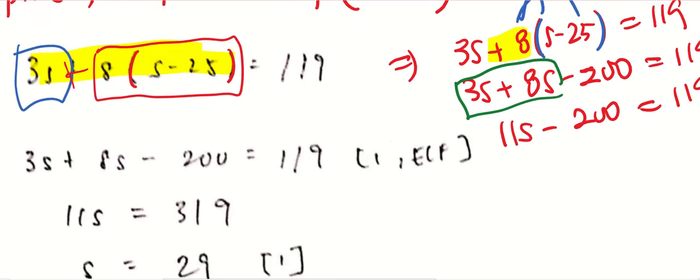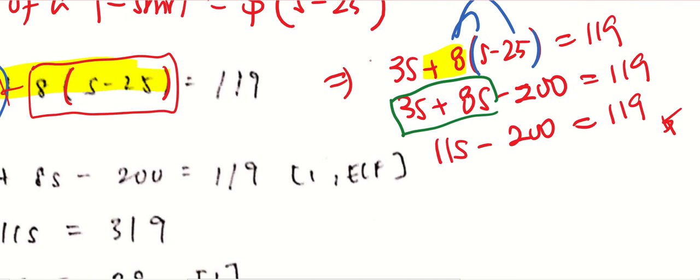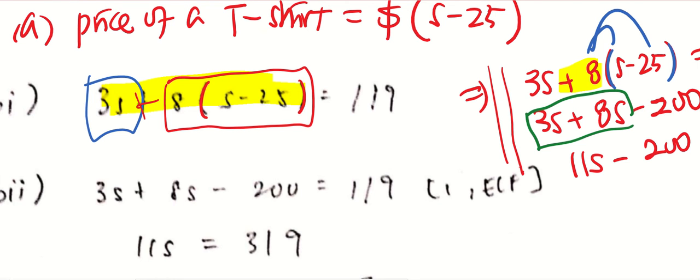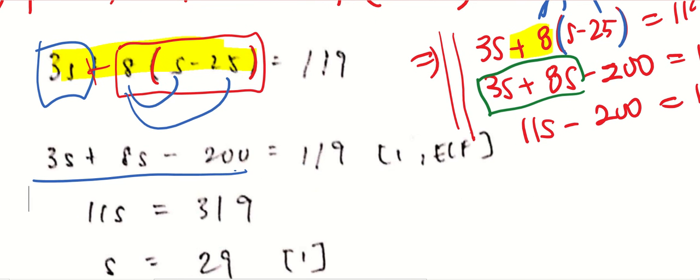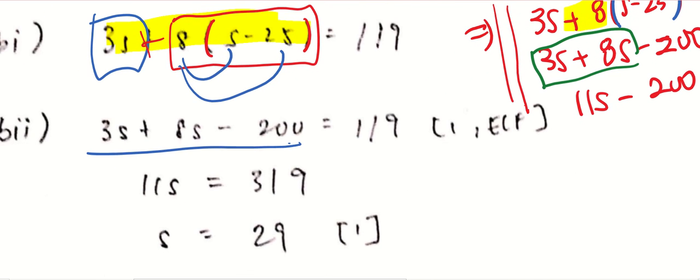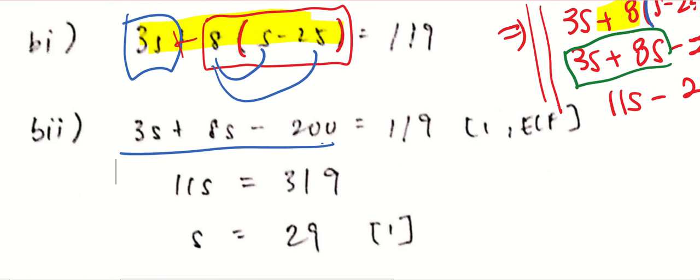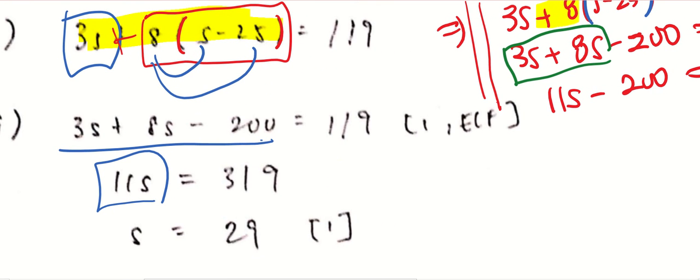So, yeah, if you have done these few steps here, you will have done half of it. Okay, so again, the first part is to bring your 8 into this, and then you have this expression here equals to 119. Then you have 1 mark. So we did what we did just now. 3s plus 8s gives us 11s equals to 319. How do I get 319?